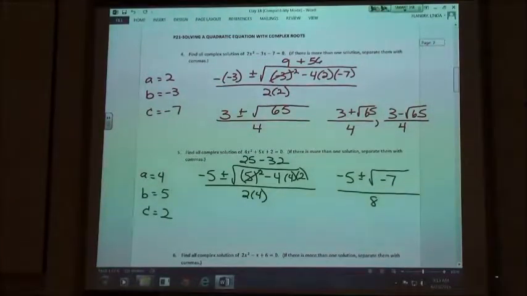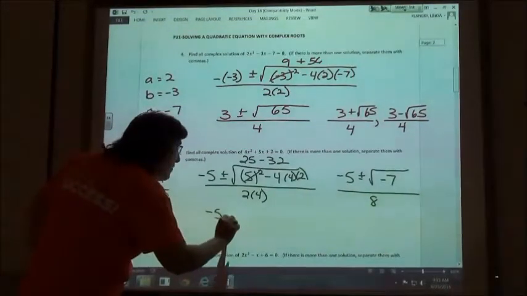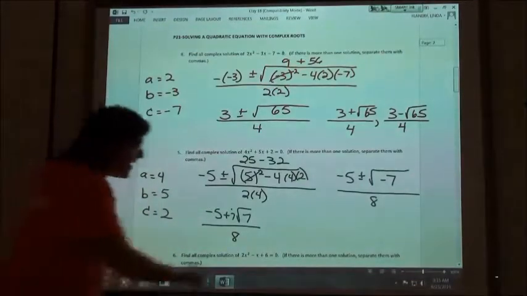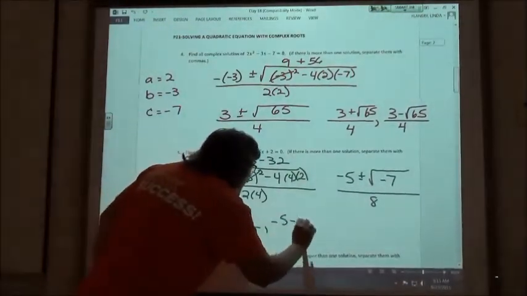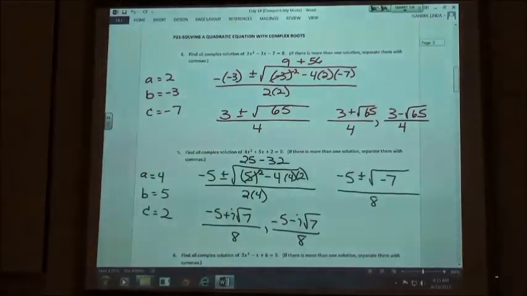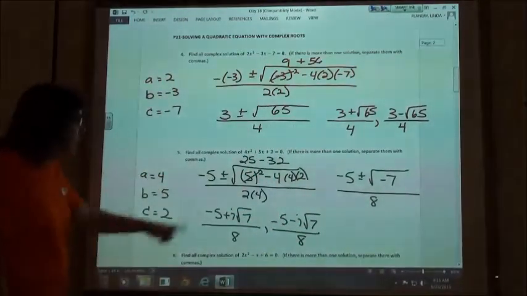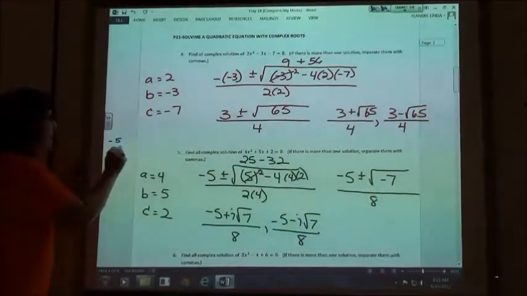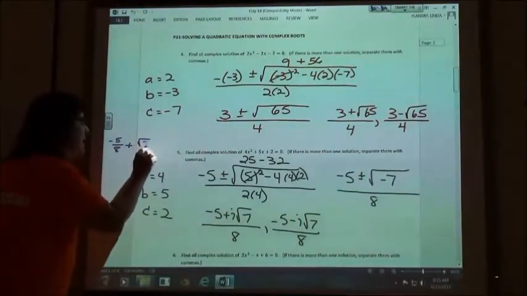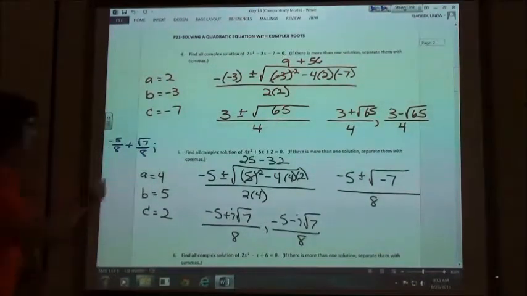Now, again, this doesn't tell you to simplify, and it doesn't tell you it has to be in standard form. So I found it's easier for me to type it in if I do negative 5 plus i square root of 7 over 8 and negative 5 minus i square root of 7 over 8. However, if I want to do it in the best form and put it in standard form, since I have imaginary numbers, I would have negative 5/8 plus, and then we'd have the square root of 7/8 i, and then same thing with the minus.